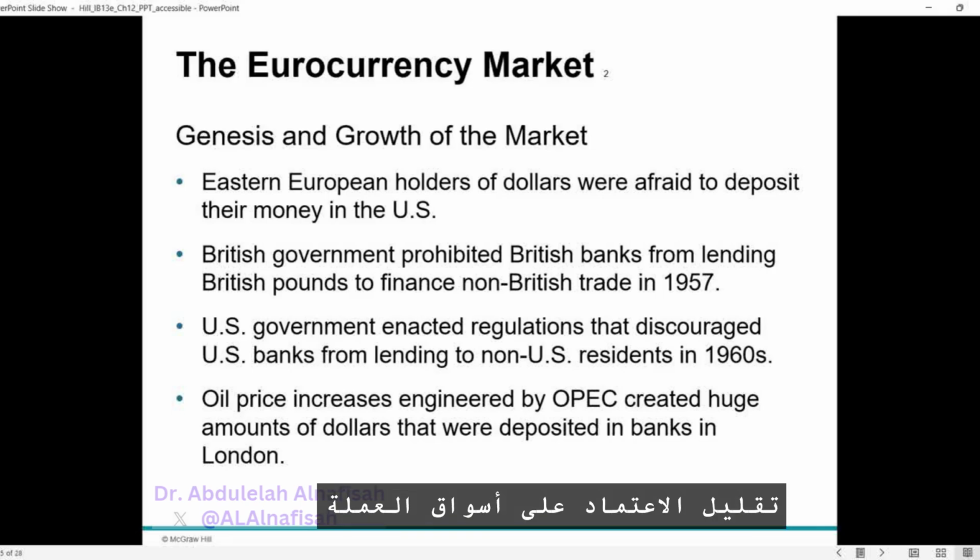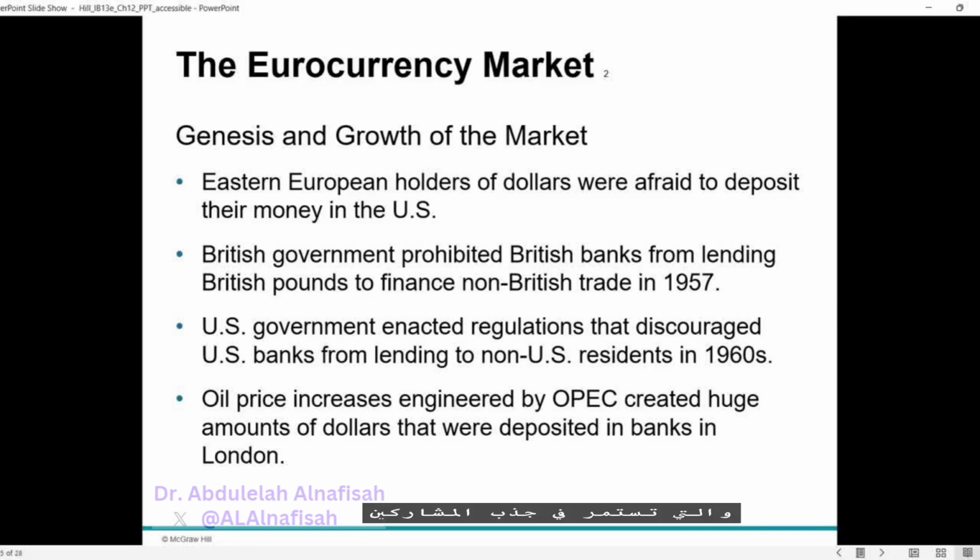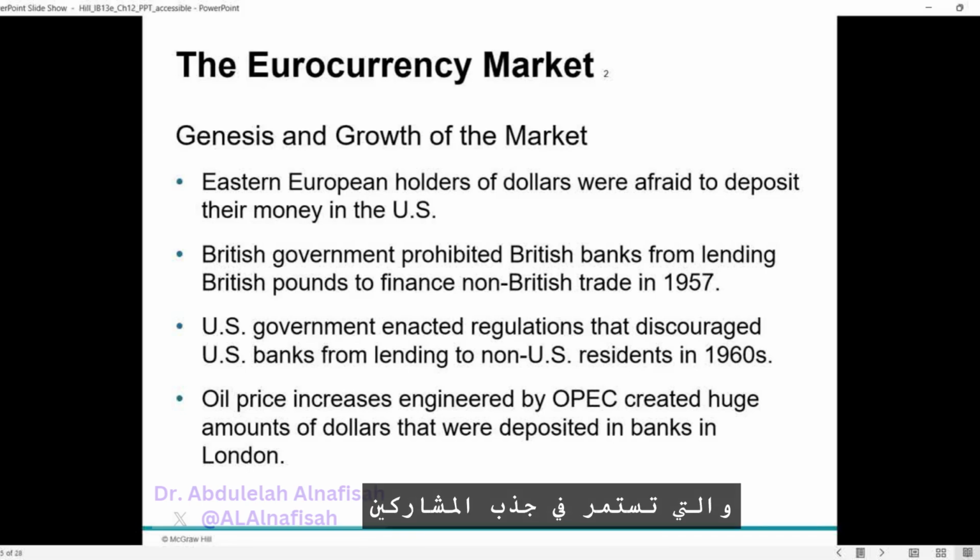Policy changes reduced reliance on euro currency markets. However, OPEC's oil price hikes in the 1970s led Arab nations to deposit surplus dollars in London to avoid potential U.S. asset freezes, significantly increasing euro-dollar supplies. While political events played a role, the market's growth was primarily due to its financial advantages for depositing and borrowing currencies, which continue to attract global participants.